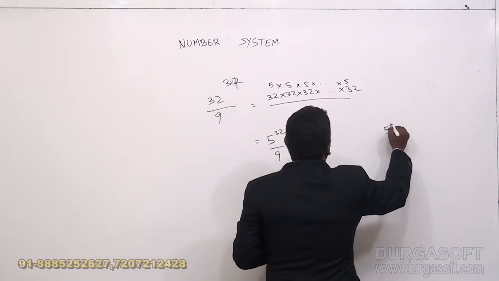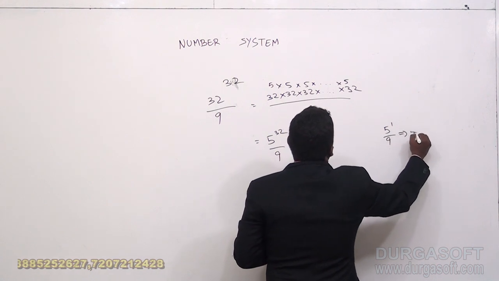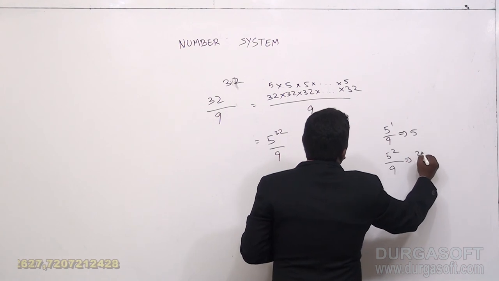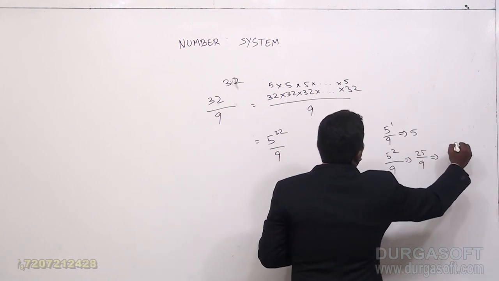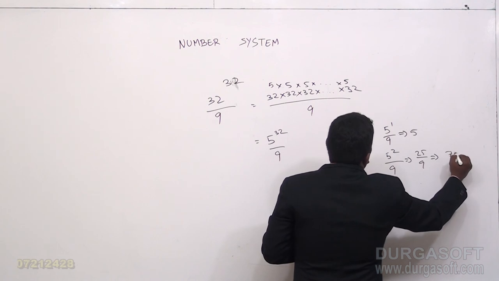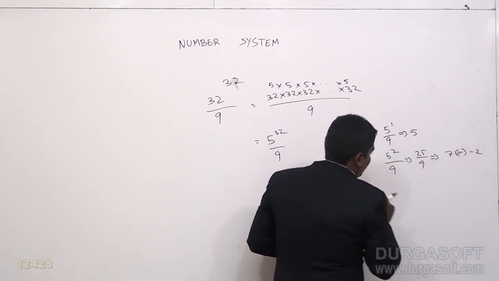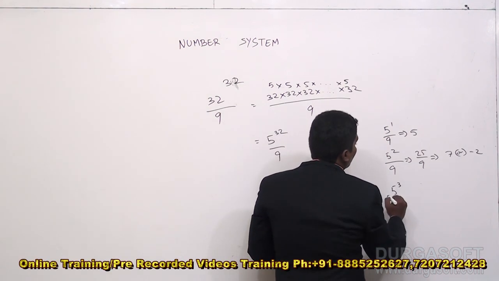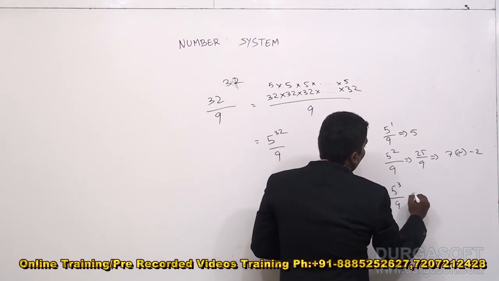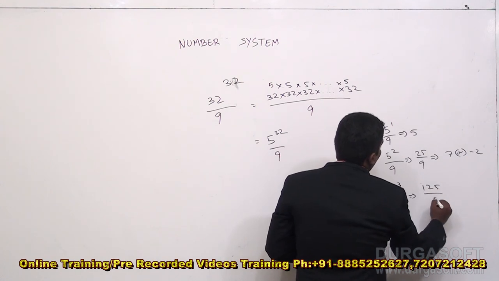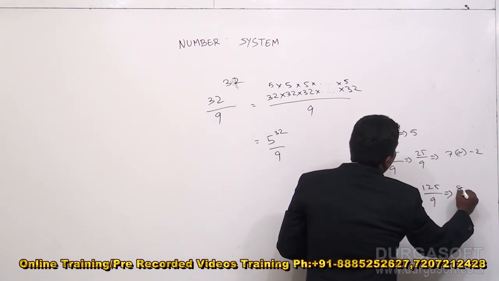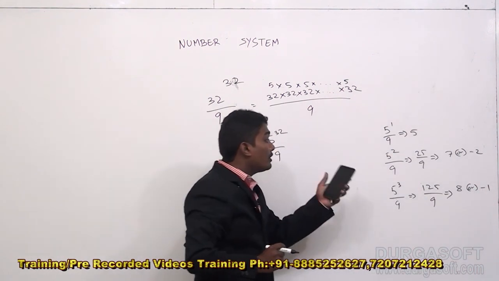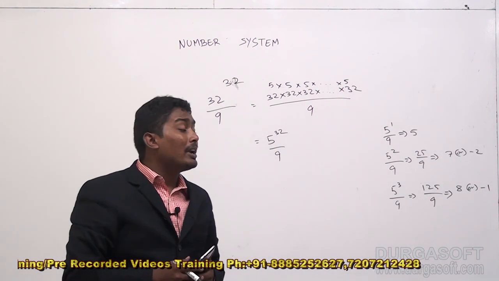So 5 power 1 by 9 gives a remainder of 5. 5 square is 25. So 25 by 9 gives me a remainder of 7 or minus 2. So still I don't get plus or minus 1. Next I'll try 5 cube by 9. 5 cube is 125 by 9. This gives me a remainder of plus 8 or minus 1. So here 5 cube will give me a remainder of minus 1.